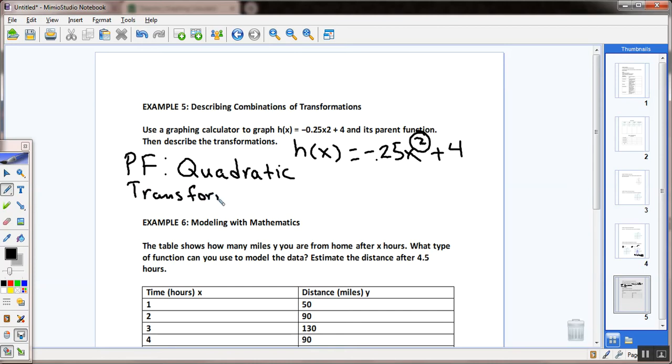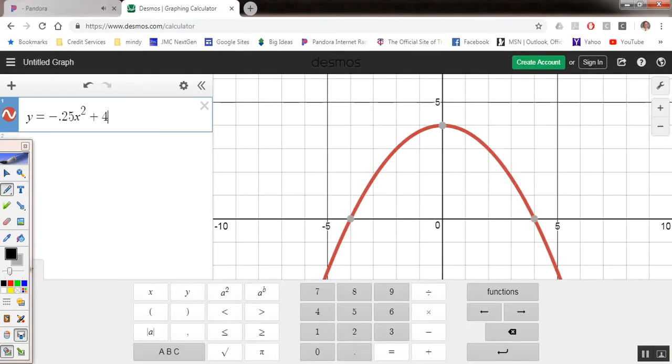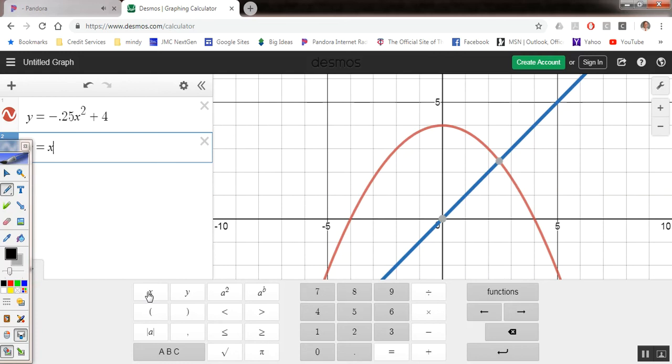How does this transform then, kids? I'll tell you, there's 3 different transformations. What's one? What's one movement that happened to this right here? In fact, maybe I should go back to Desmos and put my parent function in here. My parent function would be y equals x squared.